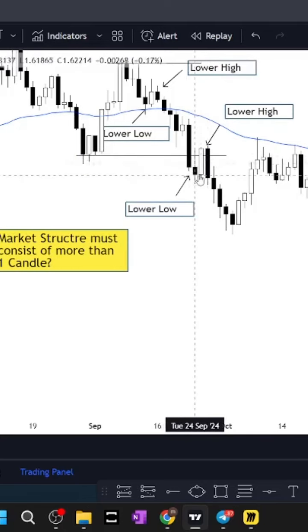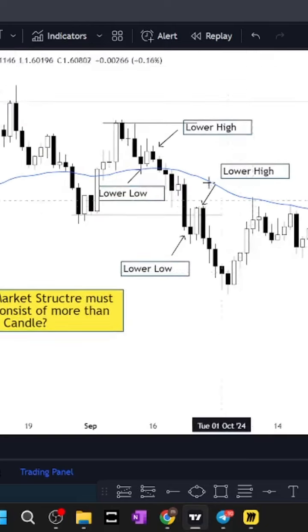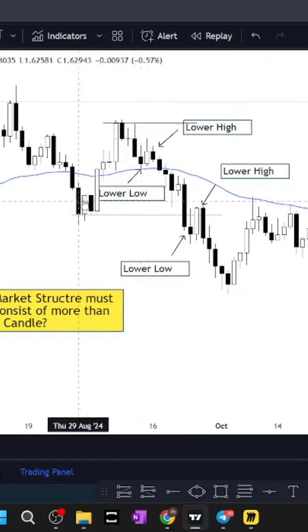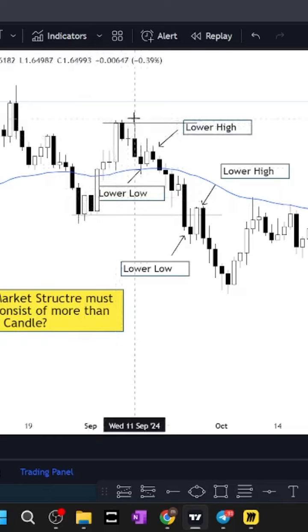low. You cannot form a lower low without a lower high, and you cannot form a higher high without a higher low. So with that being said, this is the proper definition of market structure: you've got to have at least 2 candles side by side to form it, or at least a proper identification point.